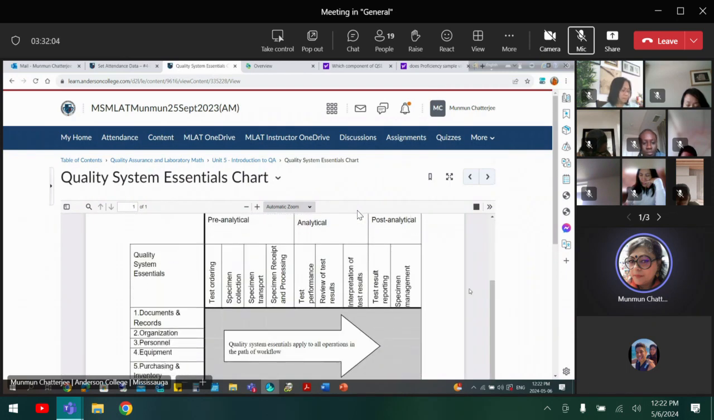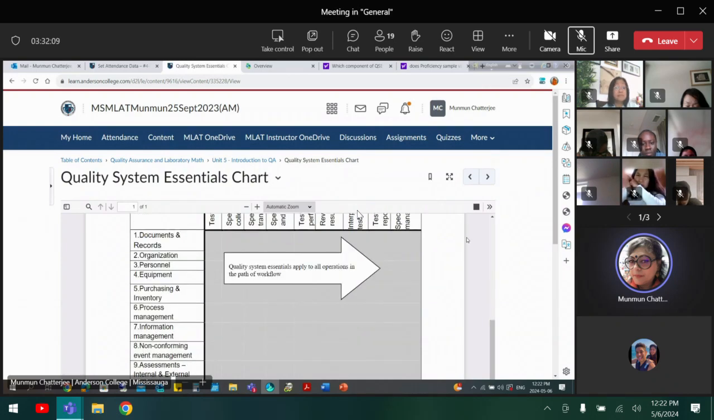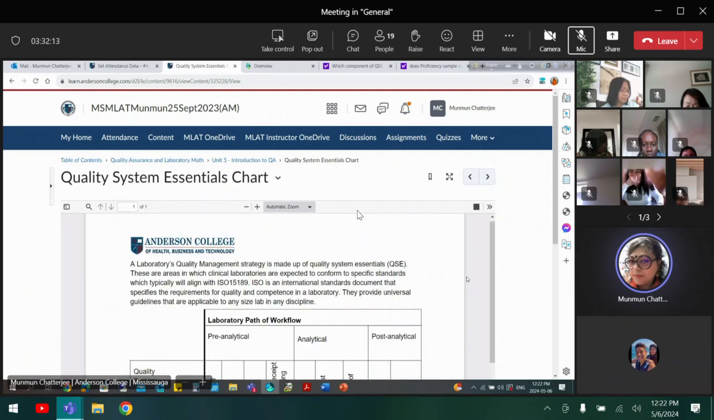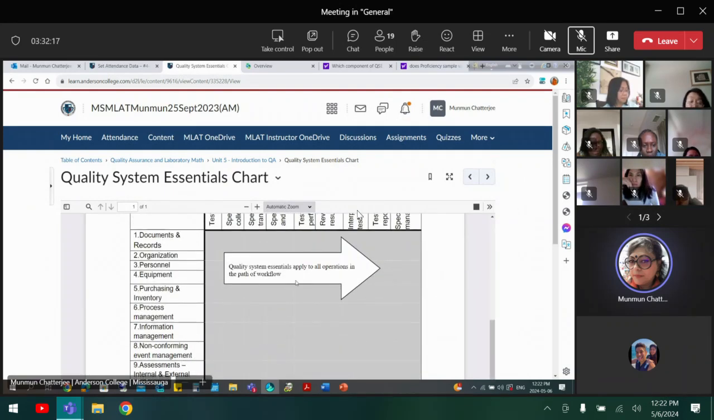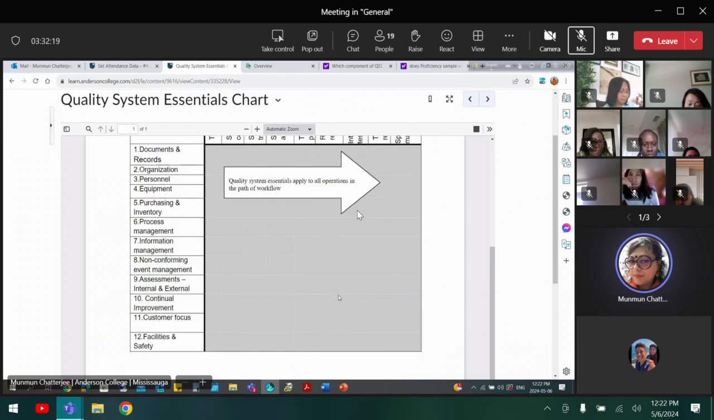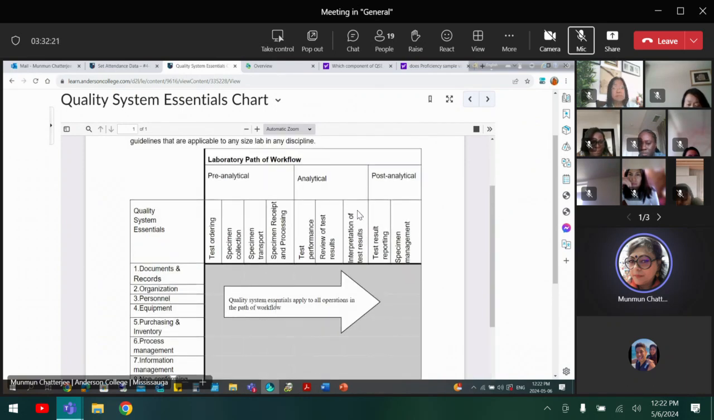So these are, you guys have to do it, okay? These are your chart. You have to see what is happening, do it and submit. Pre-analytical, test ordering, quality system, they are going to give you something like that. And quality system essentials apply to all operations in the path of workflow, whatever we saw in the quality system. It is from everyone, right? Pre-analytical to analytical and post-analytical.